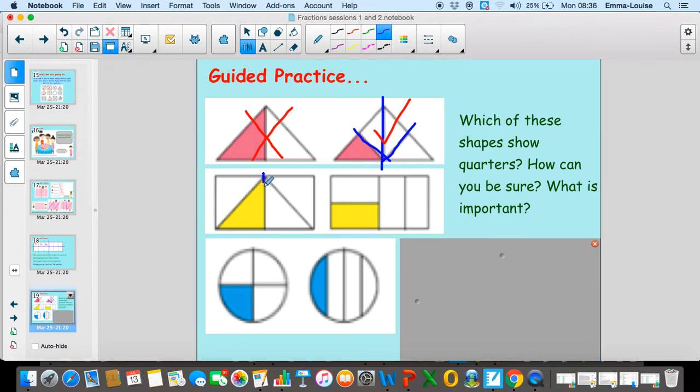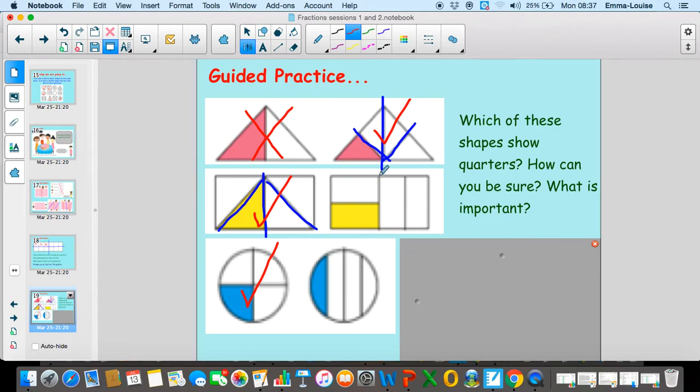Again, this shape was shared in half, and then each half has been shared equally in half again. We can see all of those pieces look about the same size. That must also show a quarter. One of the pieces is coloured in. There are 4 pieces altogether. This one we can see also shows quarters. 4 equal parts, one of them is shaded in.